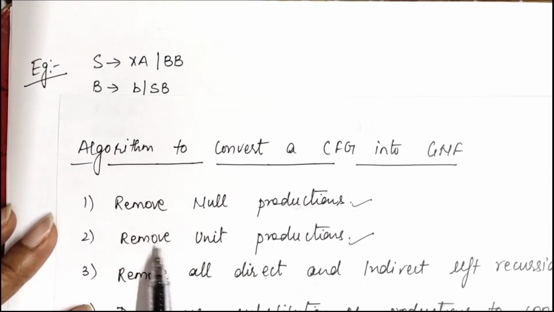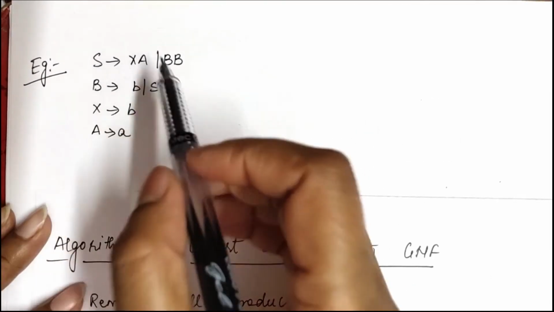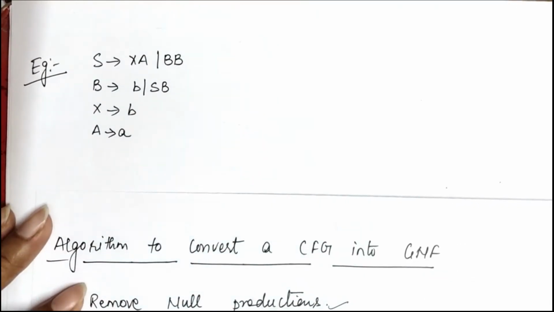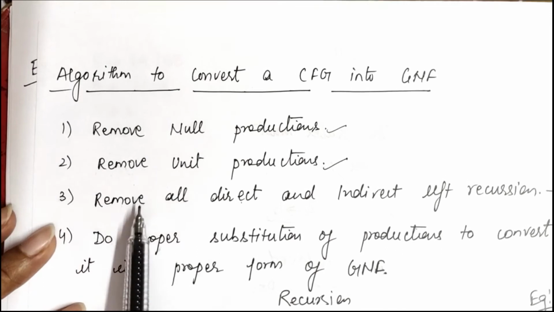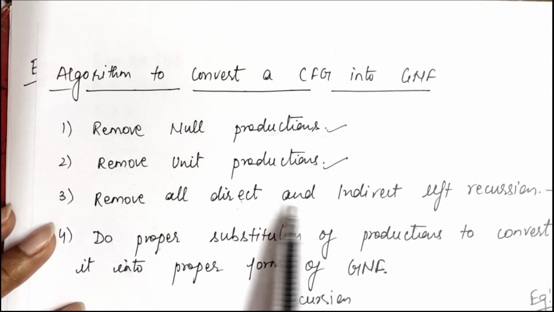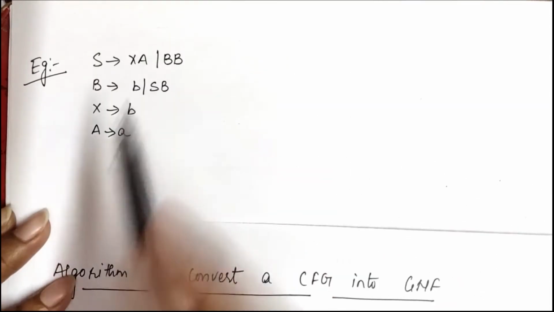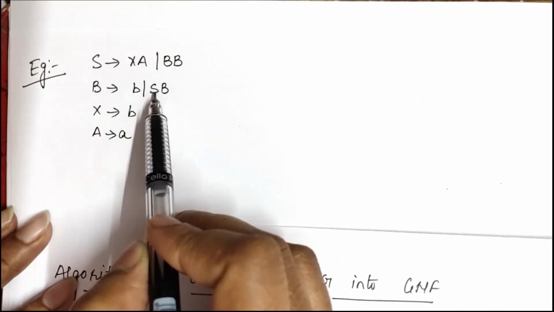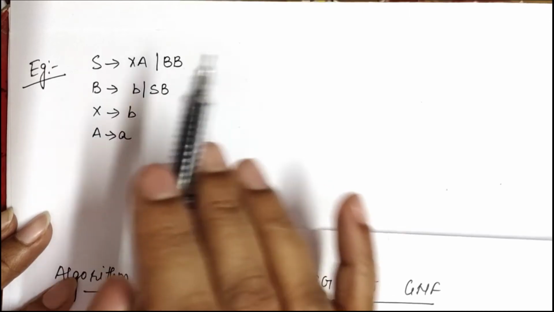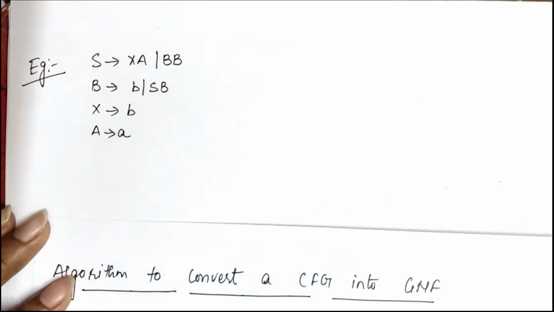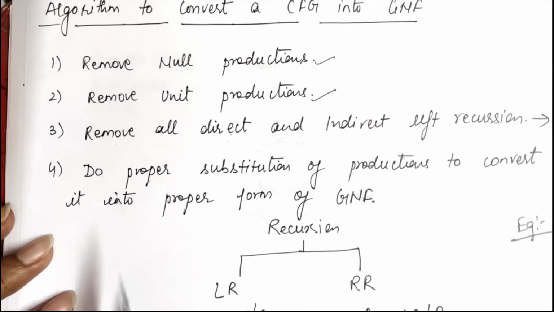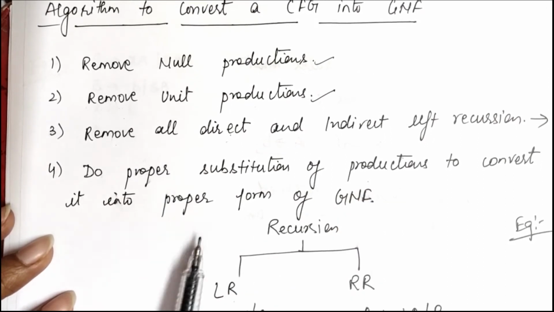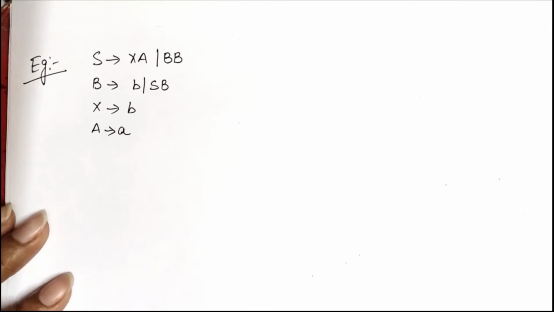Now the next step is to remove unit production. There is no unit production here. Okay, so we move ahead to the third step: remove all the direct and indirect left recursion. Is there any production where a left recursion property exists? No, there is no left recursion, so we move ahead. Then the last step is that we have to do proper substitution of productions to convert it into the proper form of GNF.